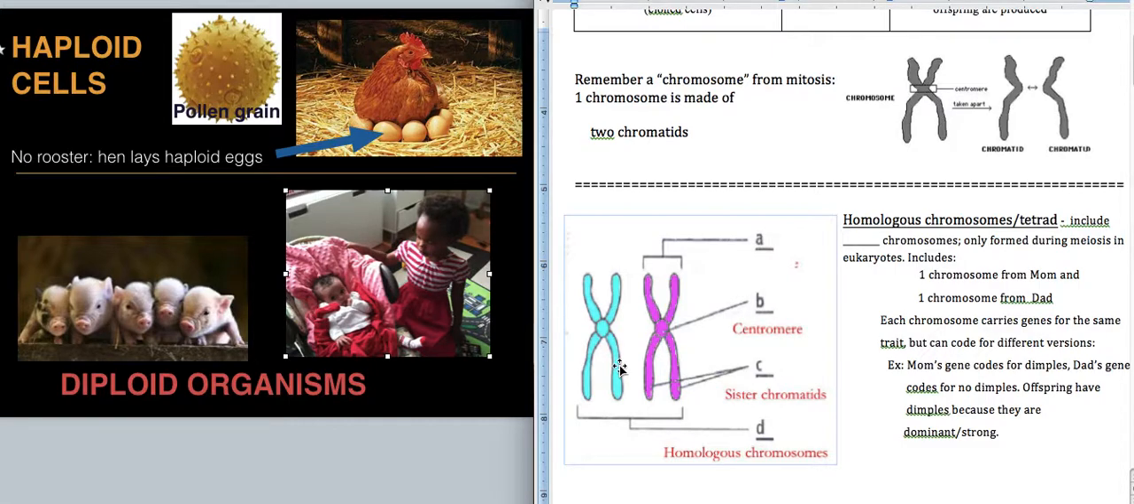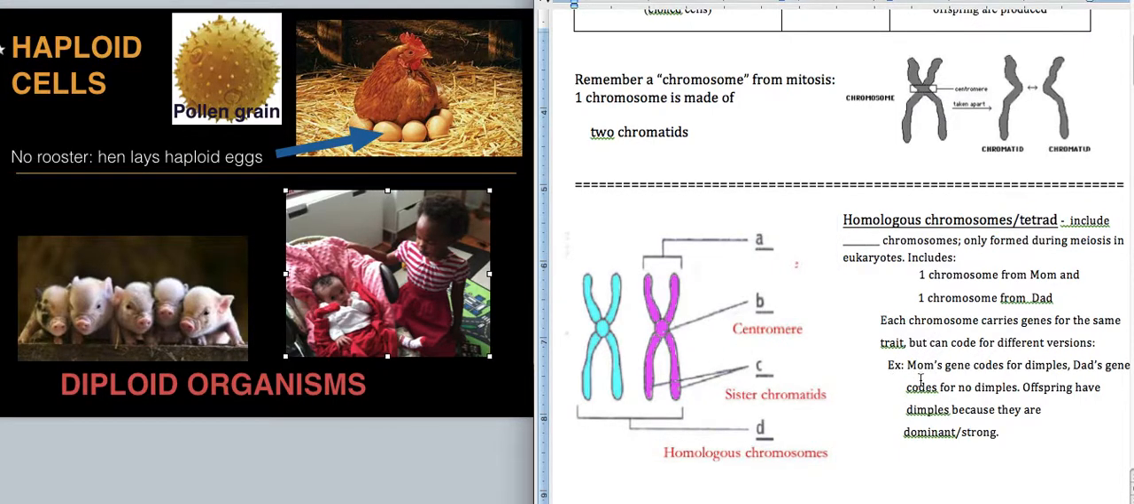Your dad may code for 6 feet tall. Your mama may code for 5'7". So they're the same genes, meaning the word homologous, same, but your dad and your mom obviously are going to give you genes of what they have. Okay? So this over here includes 2 chromosomes that are only formed during meiosis in eukaryotic cells. So prokaryotic bacteria can't make these. They don't have X's. They're chromosomes 1 and it's an O.